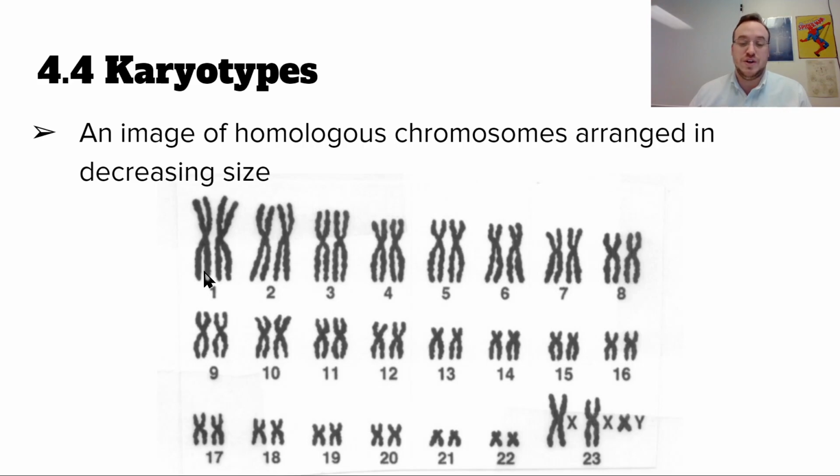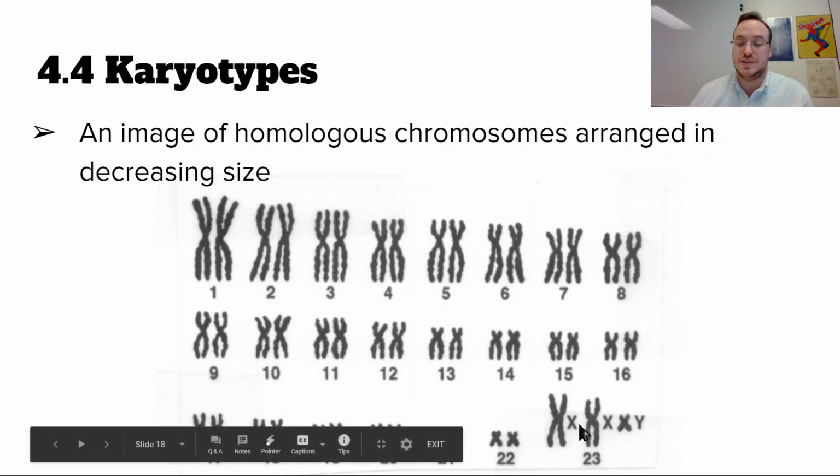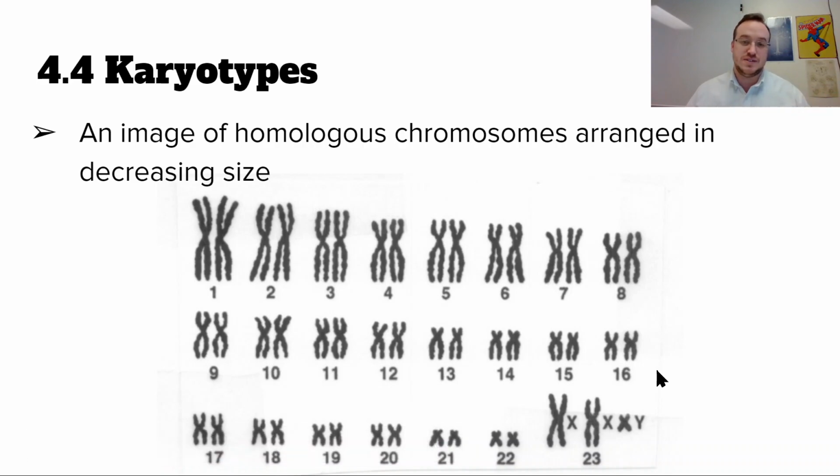Humans have 22 of these plus the 23rd, which we call the sex chromosomes. And these are either going to be completely paired or they're going to be slightly different. And so we've got female sex and we've got male sex chromosomes. Female is two X's, males an X and a Y. That's what a karyotype is.